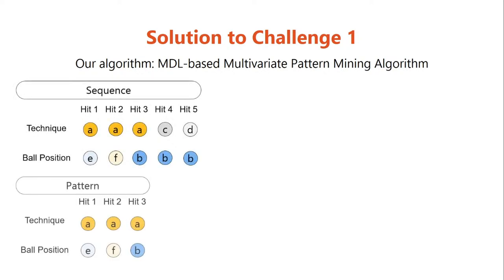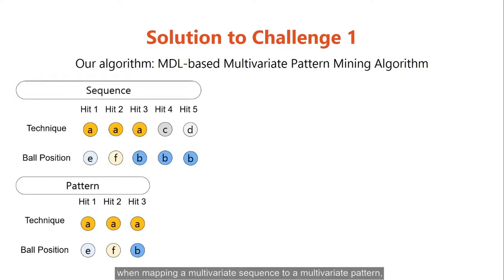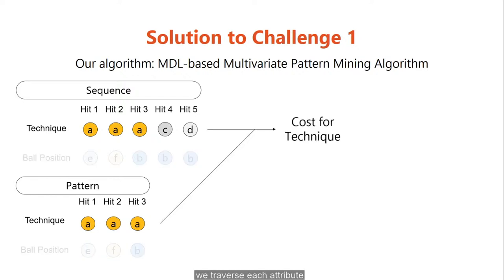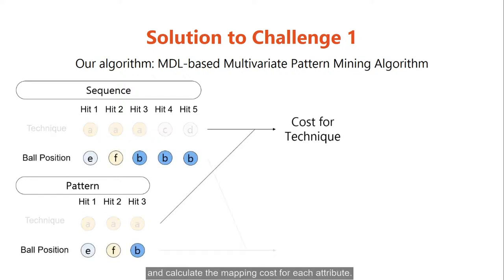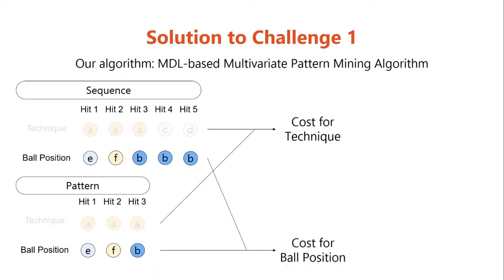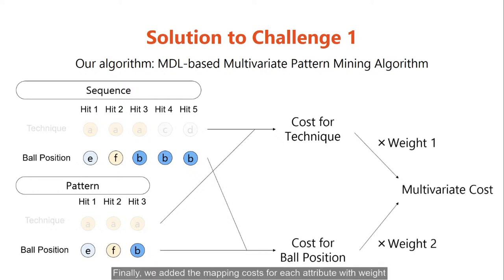The core idea of our algorithm is that when mapping a multivariate sequence to a multivariate pattern, we traverse each attribute and calculate the mapping cost for each attribute. Finally, we add the mapping cost for each attribute with weight to obtain the multivariate mapping cost. The detailed definition of our mapping cost can be found in our paper. Due to time constraints, we are very sorry that I cannot introduce it here.